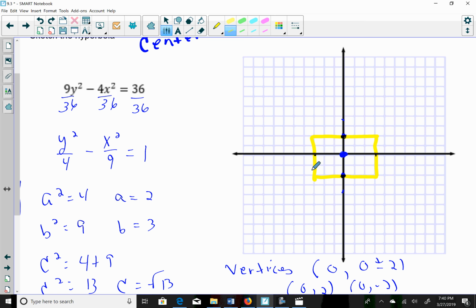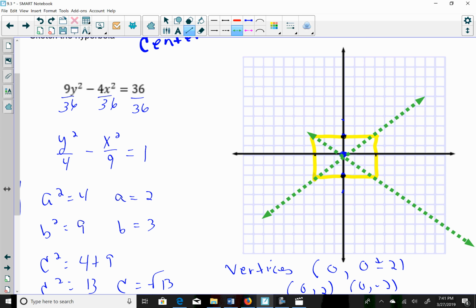So there's my rectangle. Now to do an asymptote, I am going to connect the corner of the box to the corner of the box going through the center. And I'm just going to shoot this down here. And I'm going to pick it up and move it. So that's one asymptote. The other asymptote again is going to go from corner of the box to corner of the box, and it should cut through the center. So we'll pick that one up, move it a little bit.